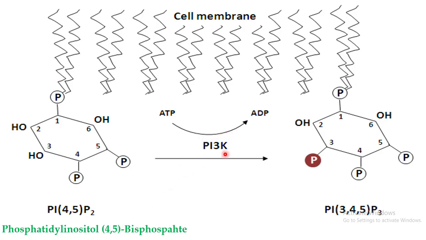When the PI3K gets activated by the IRS, it utilizes ATP as a source of the phosphate group, converting it into ADP, and it takes that one phosphate group and adds it to the third position of the PIP2. What that means is that now you have the phosphatidylinositol: initially you had 4,5 bisphosphate, and now you have 3,4,5 trisphosphate. Now you are talking about three phosphate groups.